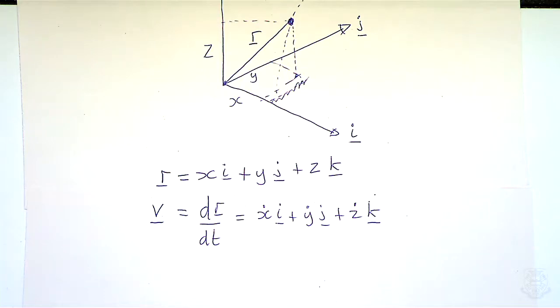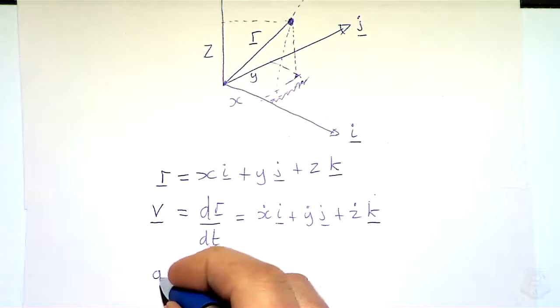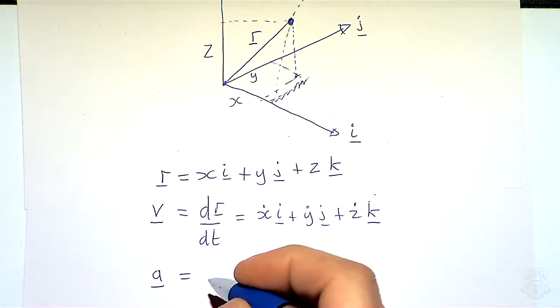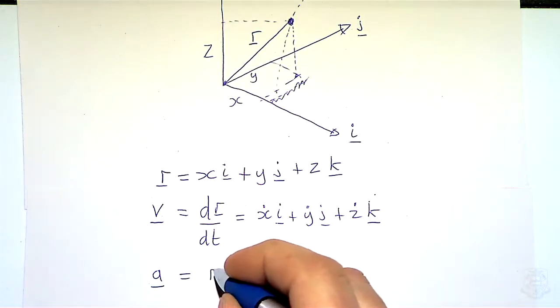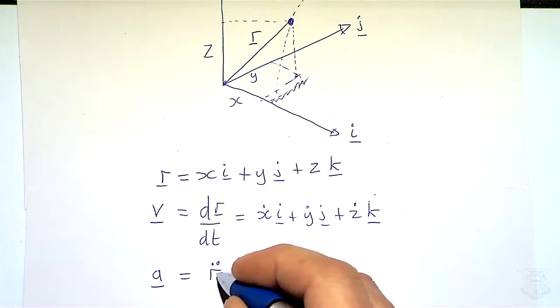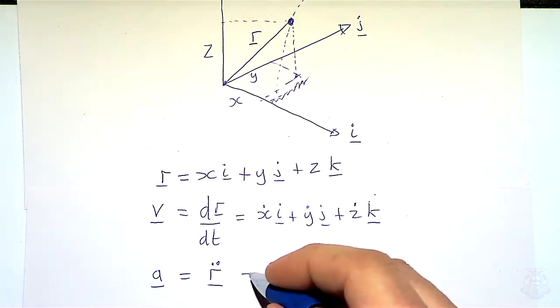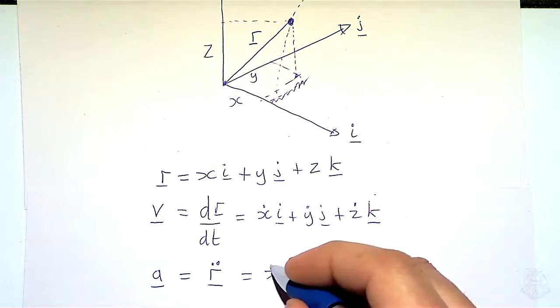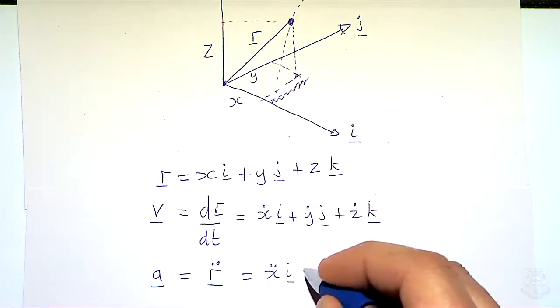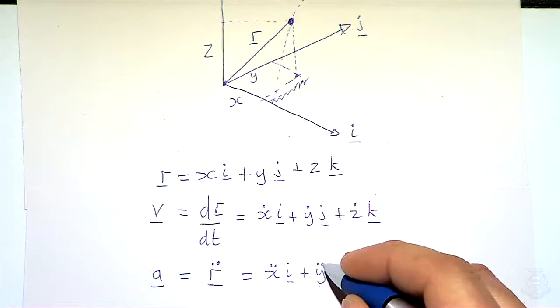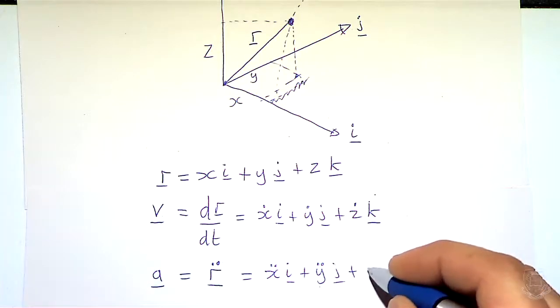And we could do the same thing again to get acceleration. So we differentiate r twice to get acceleration, so let's call it r double dot. And of course that will just be equal to x double dot times i plus y double dot j plus z double dot k.